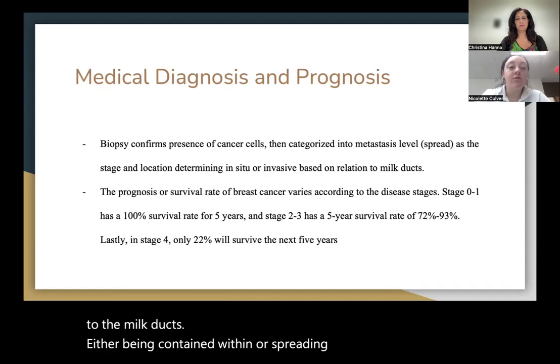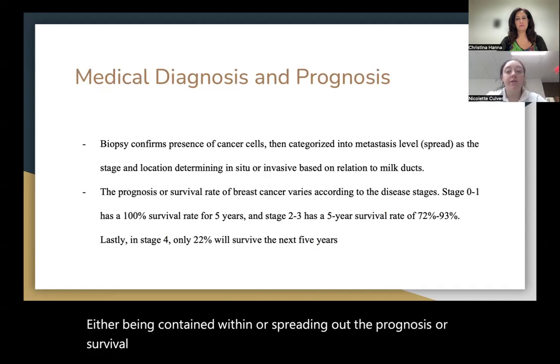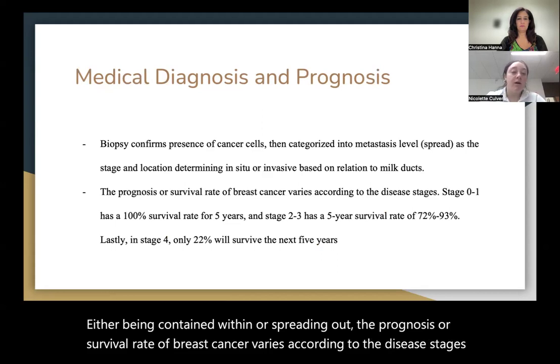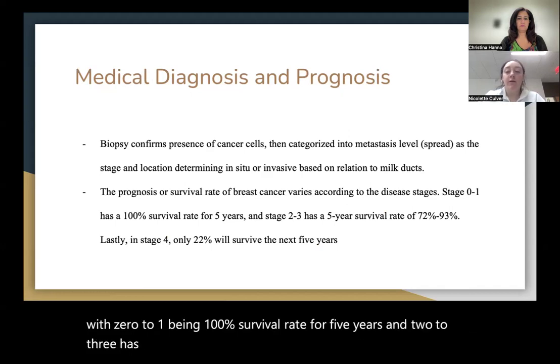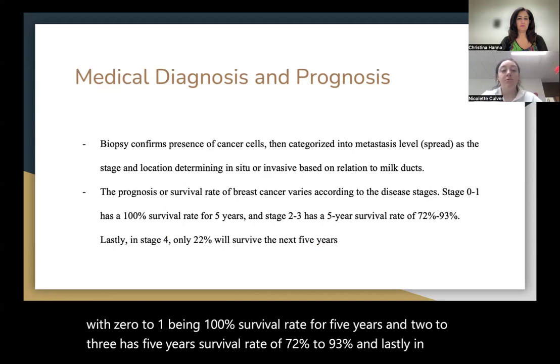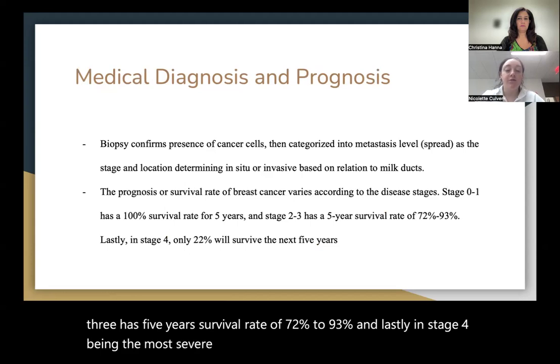The prognosis or survival rate of breast cancer varies according to the disease stages, with stages 0 to 1 having a 100% survival rate for 5 years, and stages 2 to 3 having a 5-year survival rate of 72% to 93%. And lastly, stage 4, the most severe case, only 22% will survive the next 5 years.